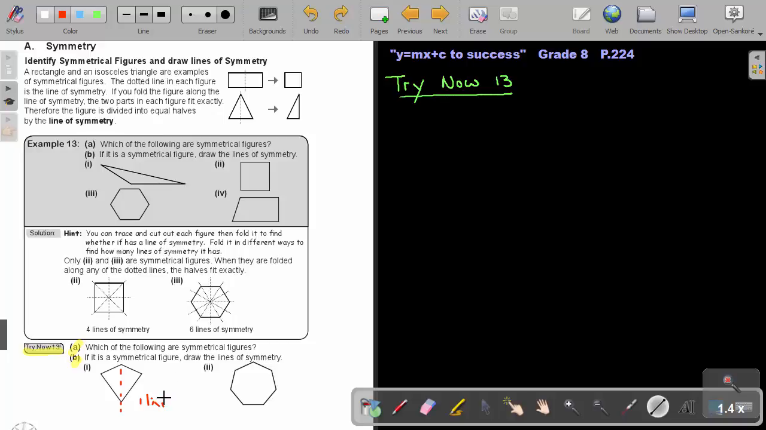It's just struggling to write. One line of symmetry. Okay, let's just redo that. So this will just have one line of symmetry. And if you look at this one, count the sides. It's a regular figure. So it's 1, 2, 3, 4, 5, 6, 7. So it's going to have 7 lines of symmetry.